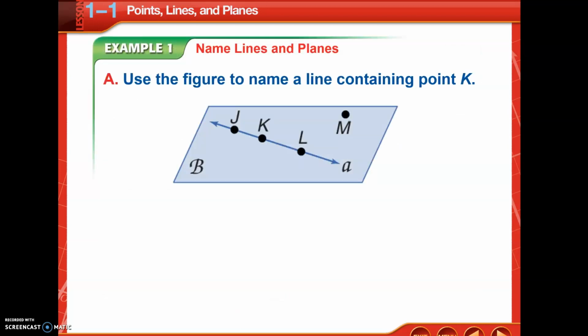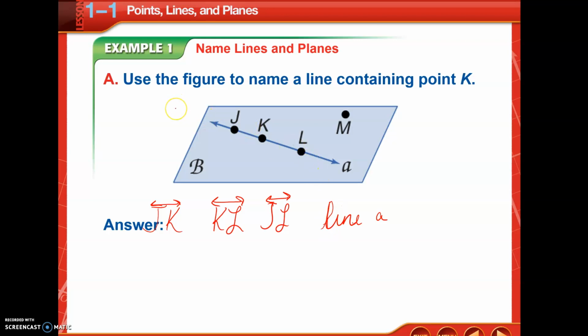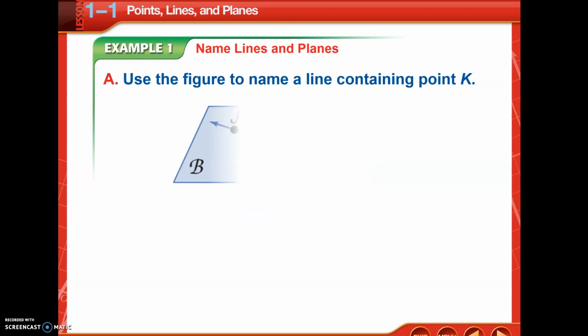So we want to name a line containing point K. So K is here, and here's this line, so I could name it JK with a line over top, KL with the line over top, JL with the line over top, line A. So there's actually many ways I could name this line. The reason we do line naming is because then you know exactly we are all talking about this same line. If we don't use the same naming ways, then we could all be trying to say this line but not have any idea what the other one's saying.